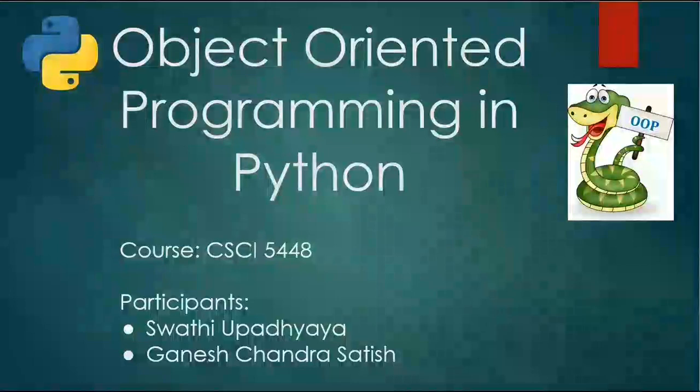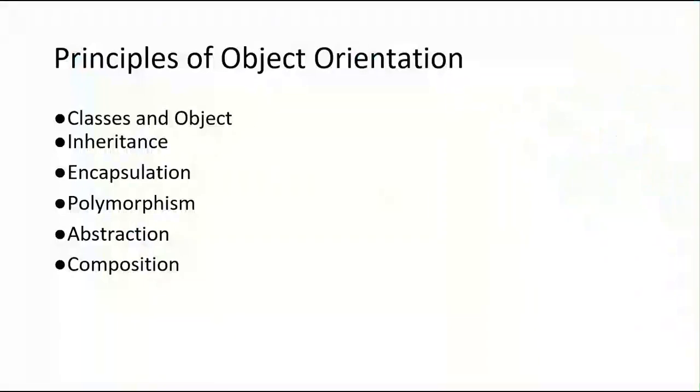Presentation on object-oriented programming in Python. We have come across the 4 pillars of object-oriented concepts in our OOP class, that is abstraction, inheritance, polymorphism, and encapsulation. Let us go a step further and understand how these OOP concepts are implemented in the multi-paradigm programming language Python. The following are the contents that will be covered in today's presentation.